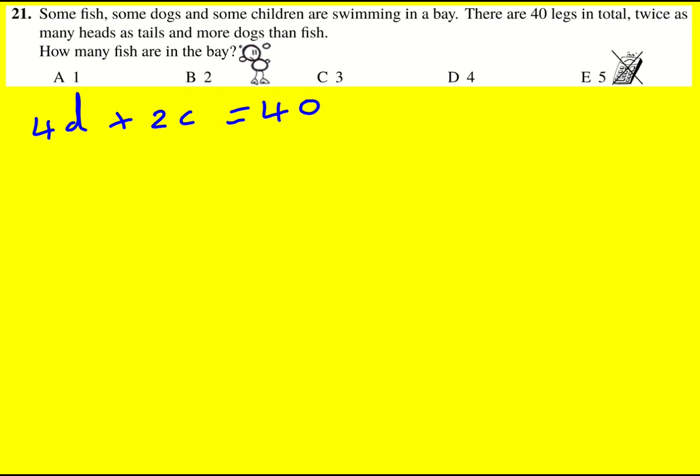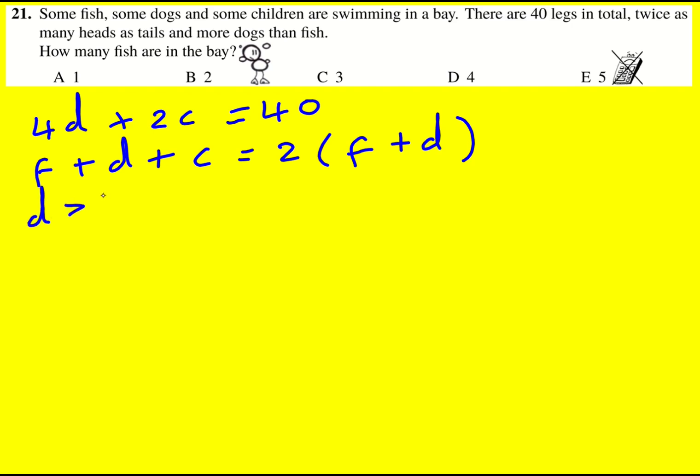Twice as many heads as tails, so let's figure out the number of heads. Each fish has one head, obviously. So if you have F fish, then it's going to be F heads. And then you're going to add the number of dogs and the number of children. That's going to be the total number of heads, and that is equal to twice the number of tails. So fish have one tail and dogs have one tail. And then finally, we see that D has to be greater than F.